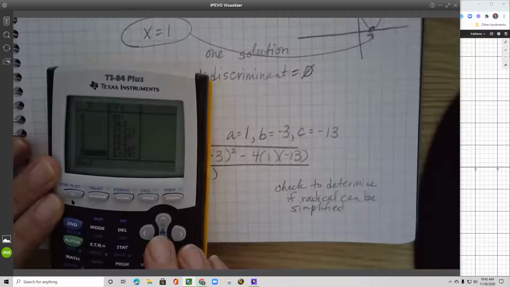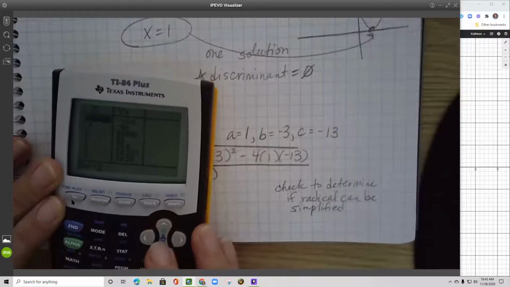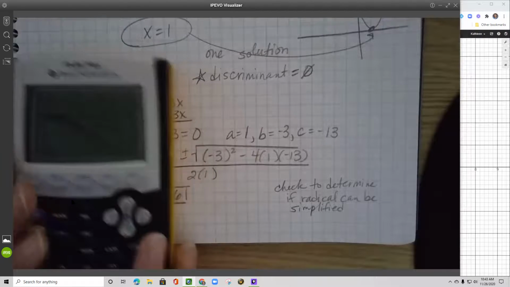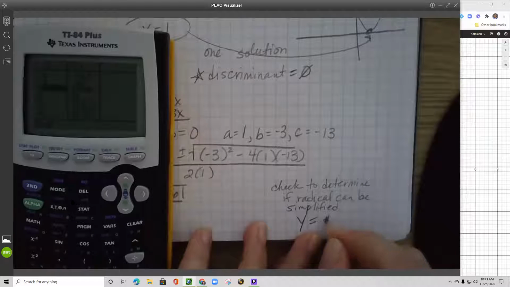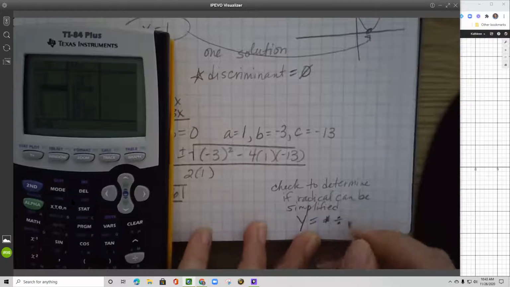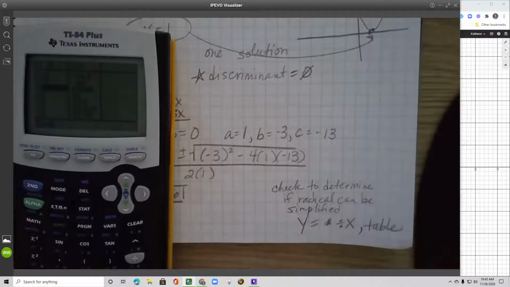I'm looking for a perfect square factor because I have to have a perfect square to be able to take the square root and get a whole number. So I don't have a perfect square factor for 61. That's because 61 is a prime number. But if you didn't know that, you can use this trick to check it. Do y equals the number divided by x, and then table to look at factors.